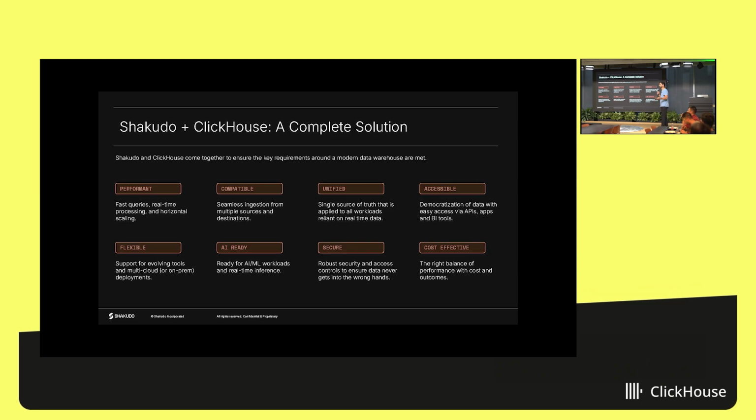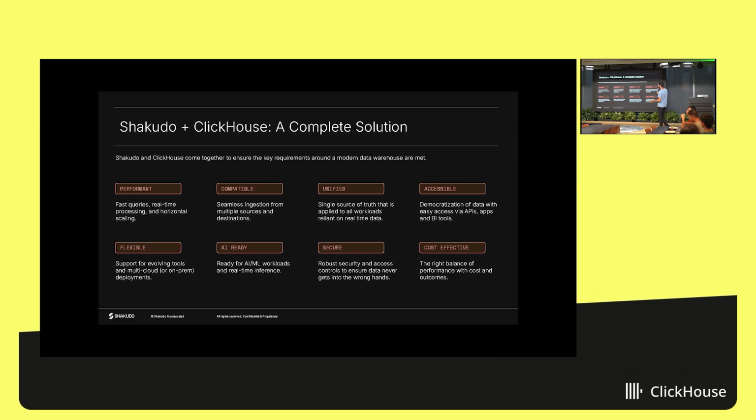Compatible: it has to work across multiple sources and destinations. I'm sure we can all agree you're not just pulling from one database, you're usually pulling from multiple databases, external sources, APIs, et cetera. So you need a solution that can cover that gamut. Unified: have a source of truth, a single pane of glass to look at. You don't have to make people move around to different places, so bringing our two technologies together allows people to do that. Accessible: the only way your data becomes powerful is if it's democratized. You need to have it as accessible as possible for as many people to get value from it.